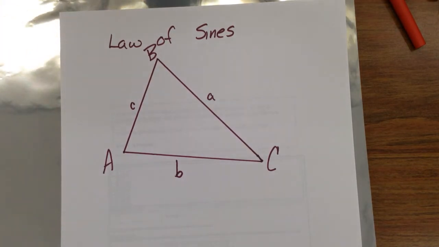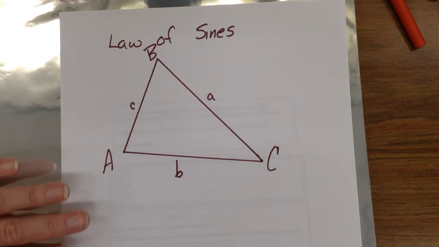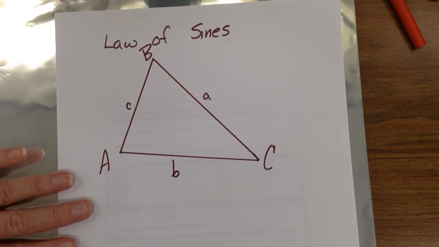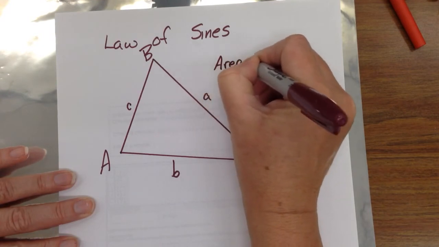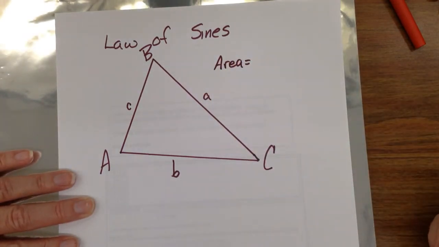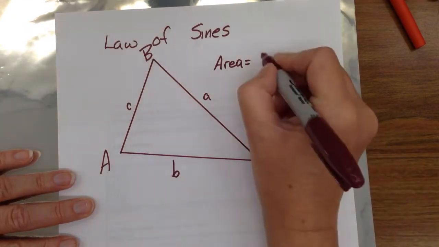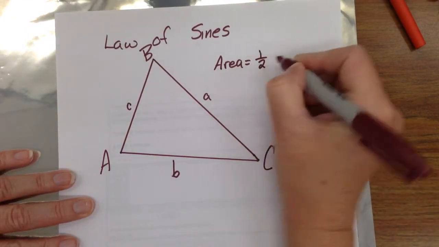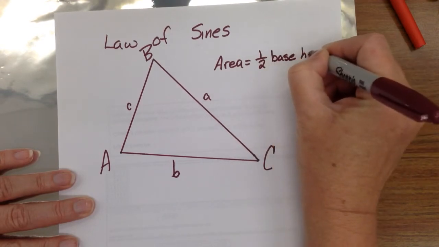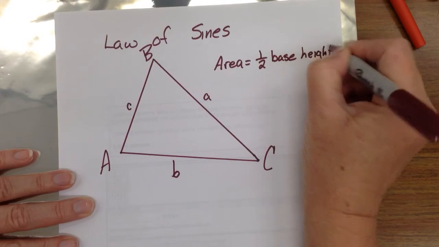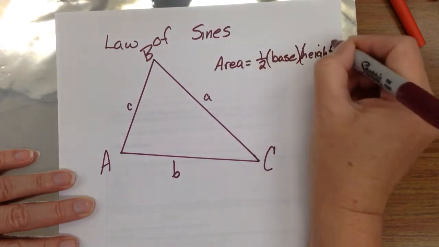Now, in order to come up with the law of sines, we actually have to start with area of a triangle. Now, in elementary school, I'm pretty sure you learned an area formula. Yeah, what is that formula? Yes, that's right. It is 1/2 the base times the height. Use parentheses or a dot.